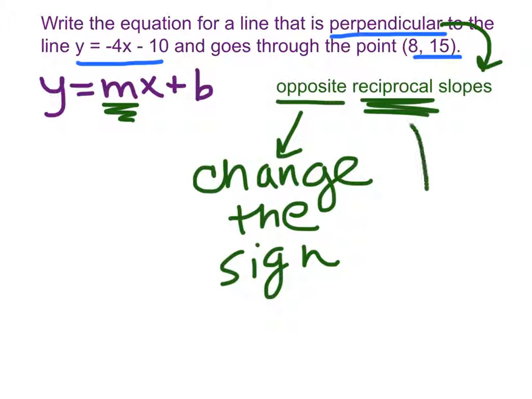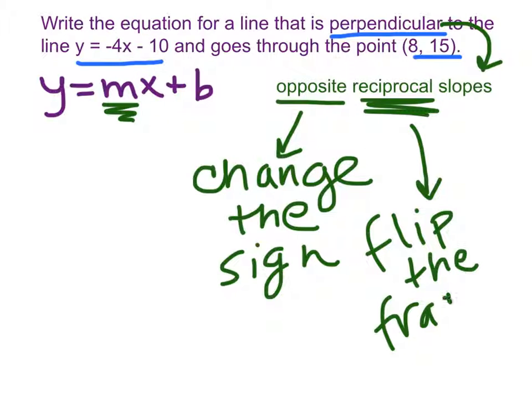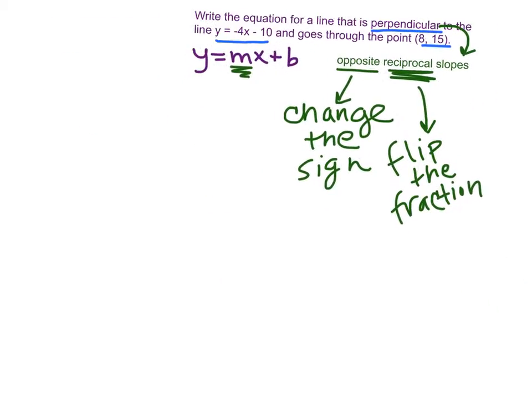Now, to change a number to its reciprocal, all you have to do is take the number written in fraction form and just flip the fraction. That just means taking what's on top of the fraction and putting it on the bottom, and taking what's on the bottom of the fraction and putting it on the top. So let's apply this to this problem that we're working on here.